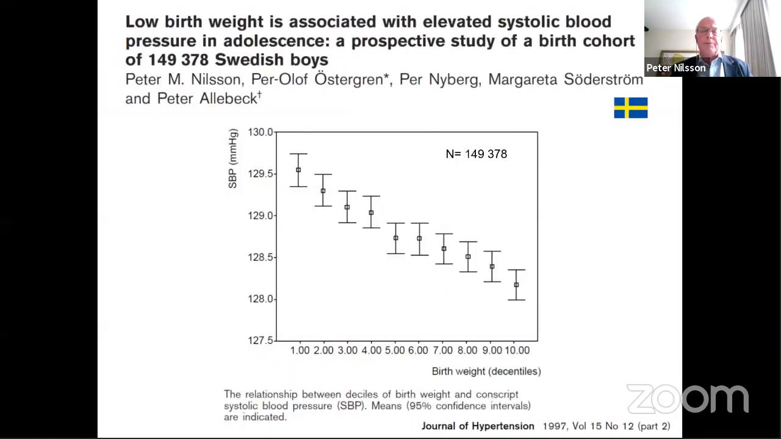Personally, I was also involved in 1997 in an early study linking the medical birth register of Sweden with the military conscript testing register, showing the inverse association between birth weight and systolic blood pressure. Of course, these differences between deciles are not very great, but in a very large sample, it's a very clear picture, but only in boys.